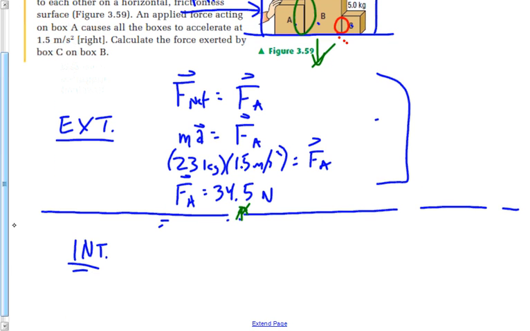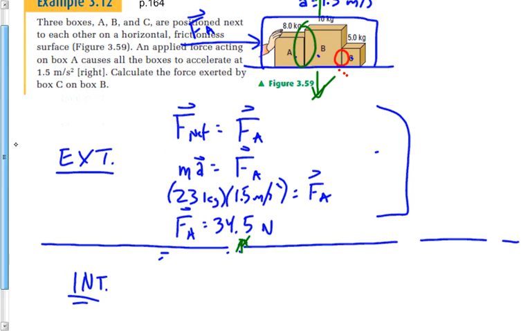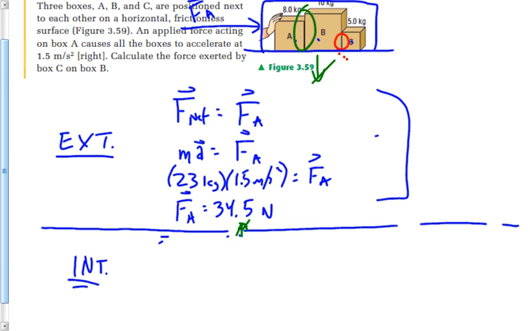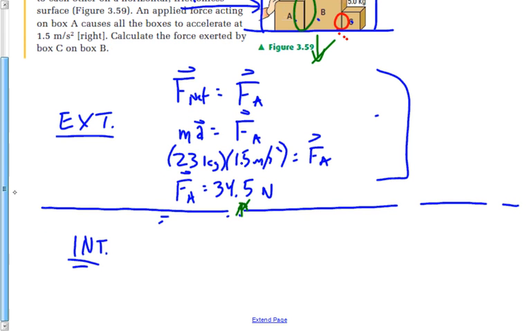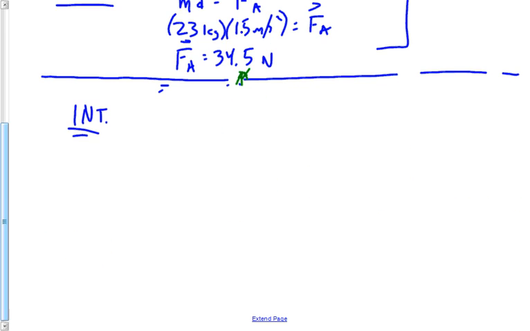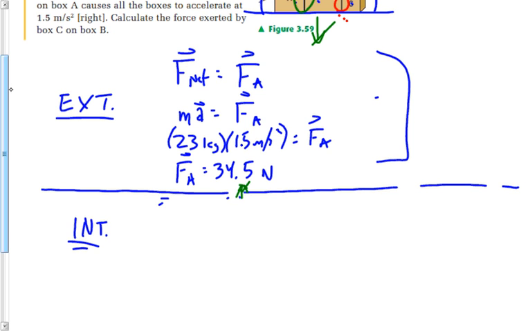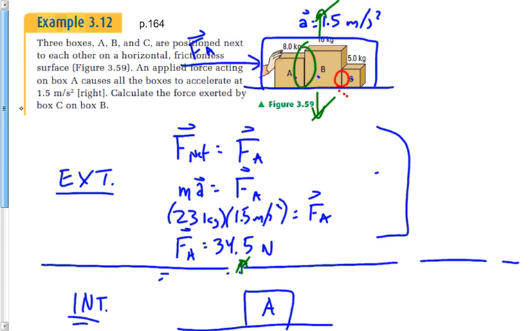All right, so look up here. We've analyzed the external. We've got an applied force of 34.5 newtons acting on the system, directly on object A and indirectly on the entire system. Let's draw a picture of object A. Object A has a mass of 8 kilograms.